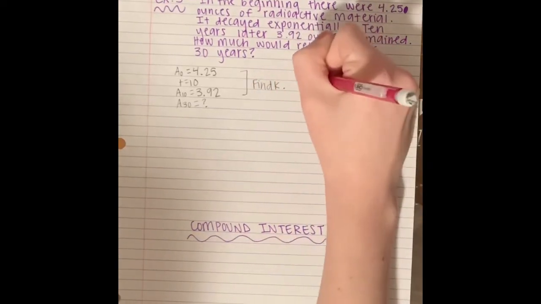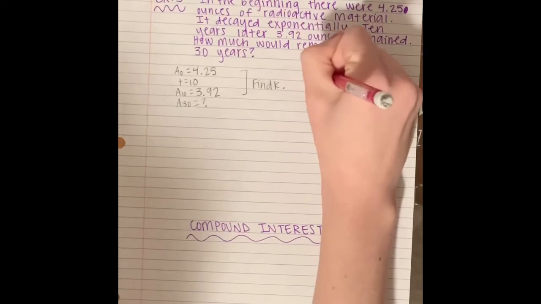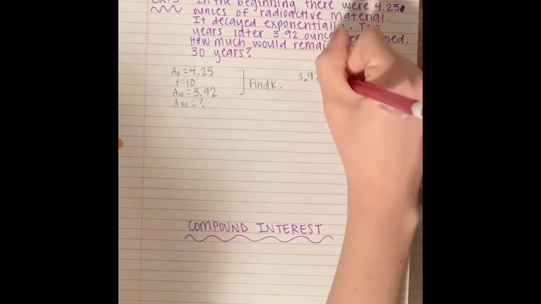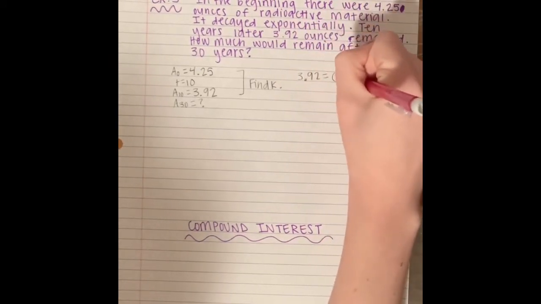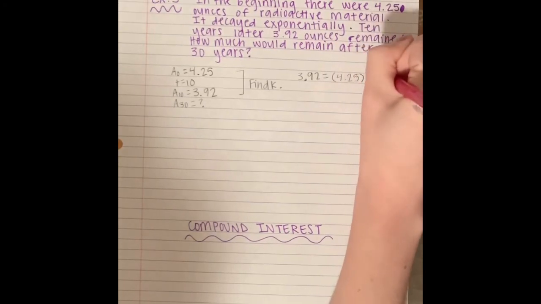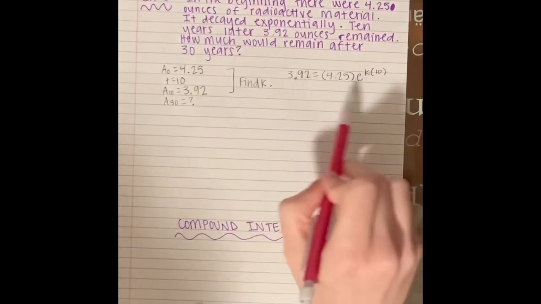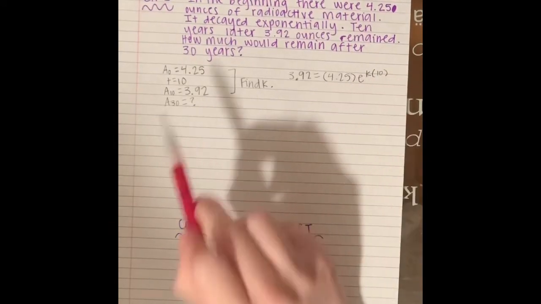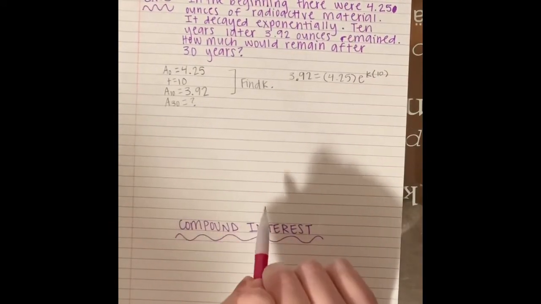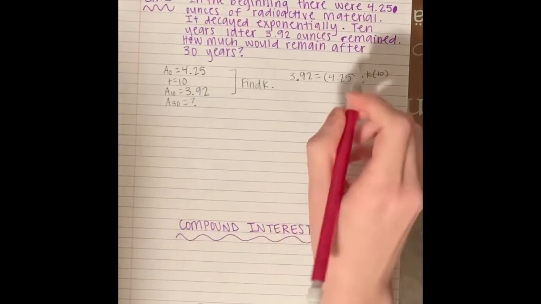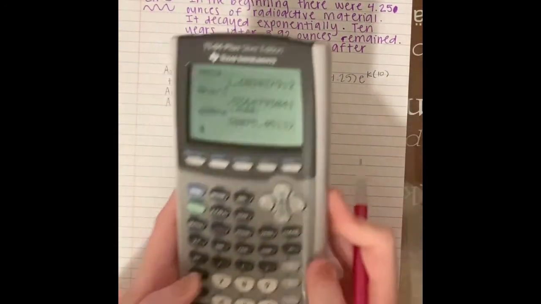So A sub T, 3.92, equals original amount, 4.25, e to the K times T, which is 10. So you just plug in what they give you. We're going to find K, and then we're going to use that to solve for the second thing that they give you. All right, divide both sides by 4.25.